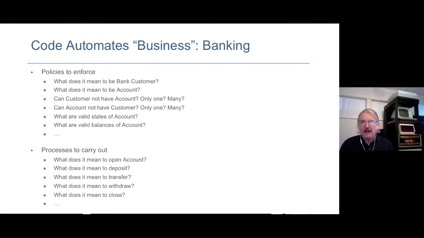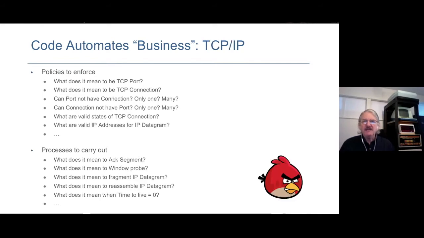Okay, now, as I said, I'm using the term business somewhat advisedly, because if we look at very technical code like the TCP/IP stack, there is in fact a business. There are policies and processes that underlie TCP/IP. What does it actually mean to be a TCP port? What does it mean to be a TCP connection? Can I have a port that doesn't have a connection? Can I have a port with many connections? Can I have a connection without a port? Can I have a connection with many ports? What are the valid states of a TCP connection? What are valid IP addresses for an IP datagram?